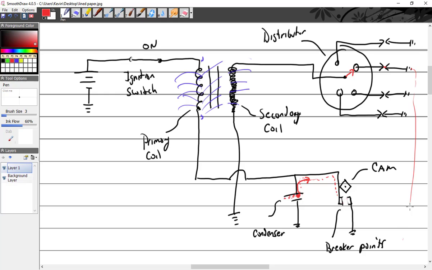Now, I tell you that, we said, okay, how many volts? 20,000. Doesn't have to be.